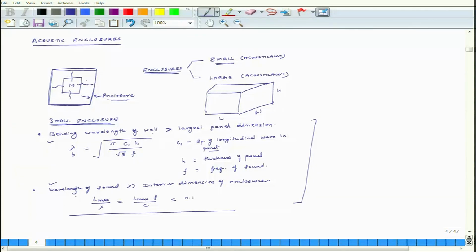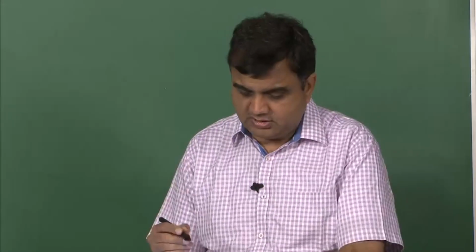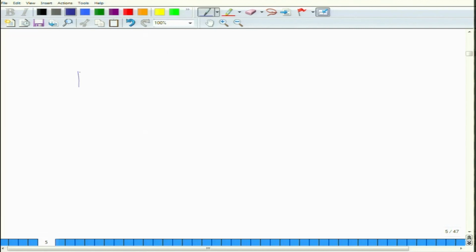And the second condition was that the wavelength of the sound should be very large compared to the interior dimension, or mathematically we can say that L max, which is the largest interior dimension of the enclosure, times frequency divided by speed of sound in air, is less than 0.1. So, if that is the condition, then we would like to know how much sound such small acoustical enclosures can stop.